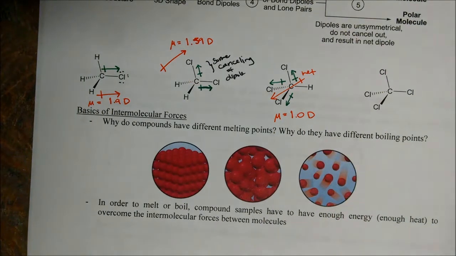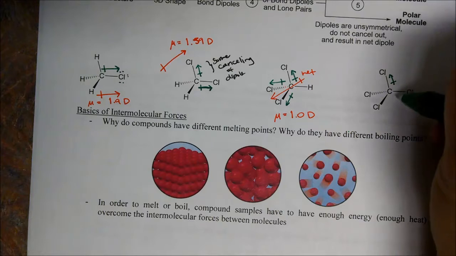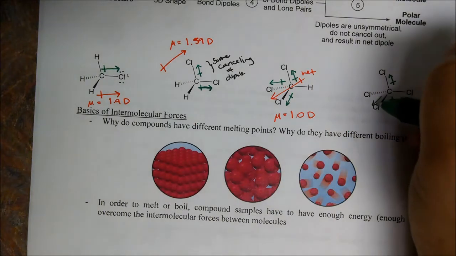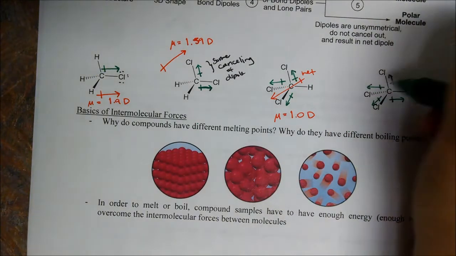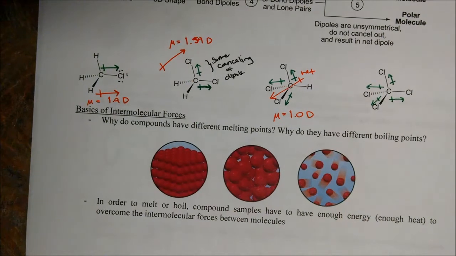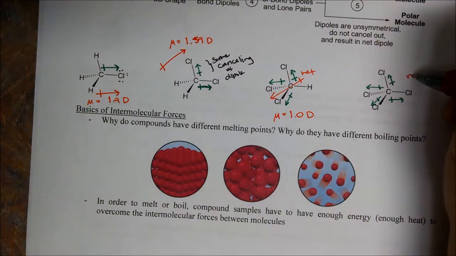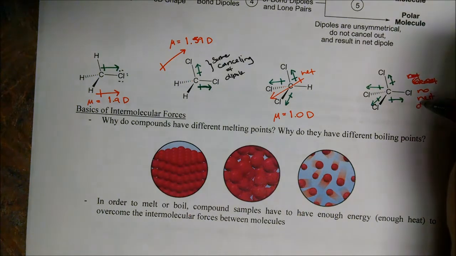And here, we just saw this. If we throw in all of the bond dipoles now, we can see that they are symmetrical, in equal and opposite directions, and so there's no net dipole. No net dipole.